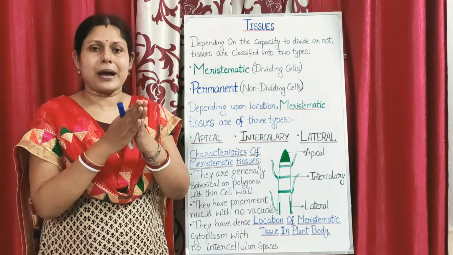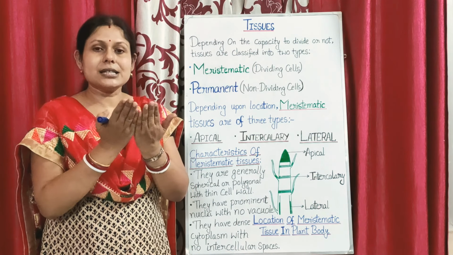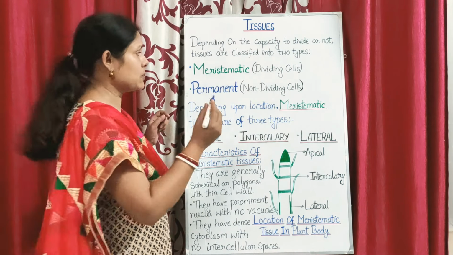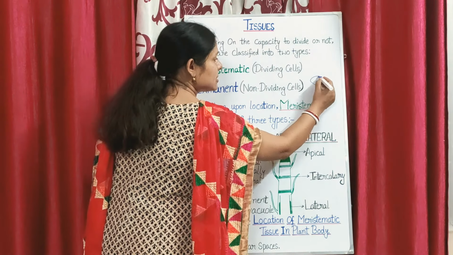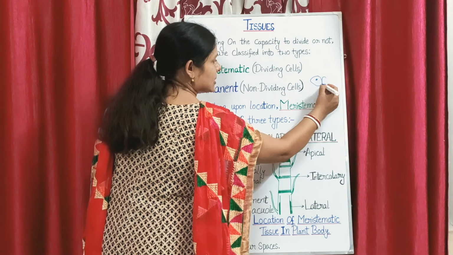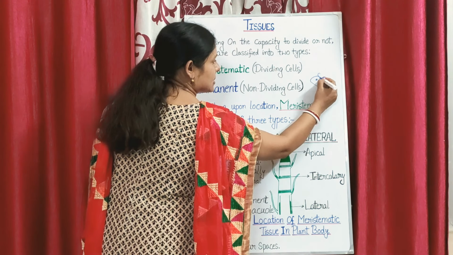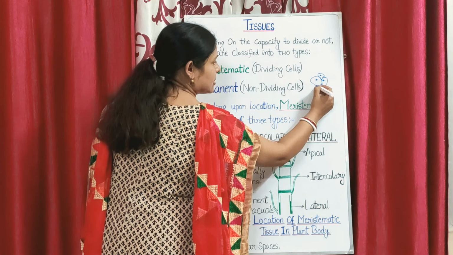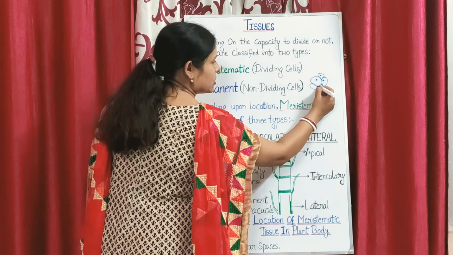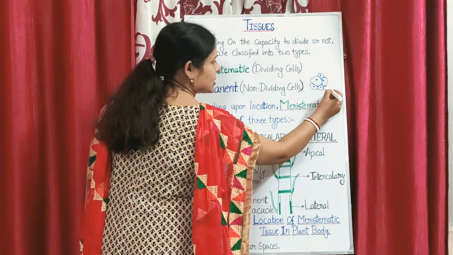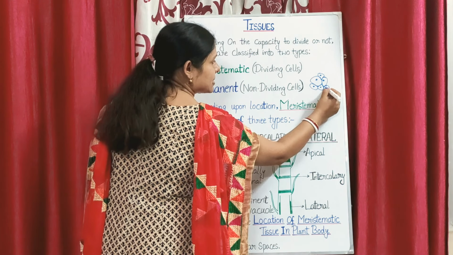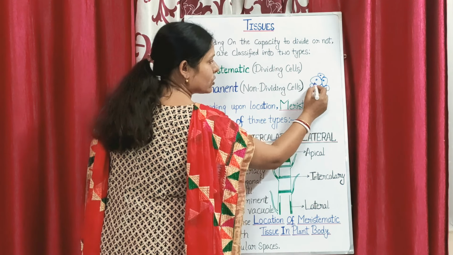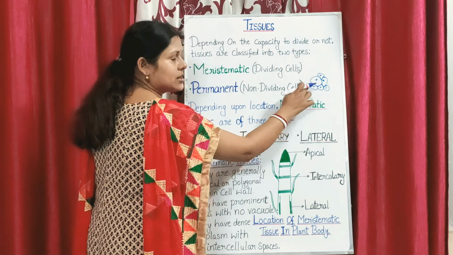Newly formed cells are compact. They are attached so closely to each other that no two cells have spaces in between them. Suppose this is a cell, and this is another cell, and another cell, and another cell. This is a complete cell, this is a complete cell, this is a complete cell. You can see that I have not drawn any kind of space between the cells.